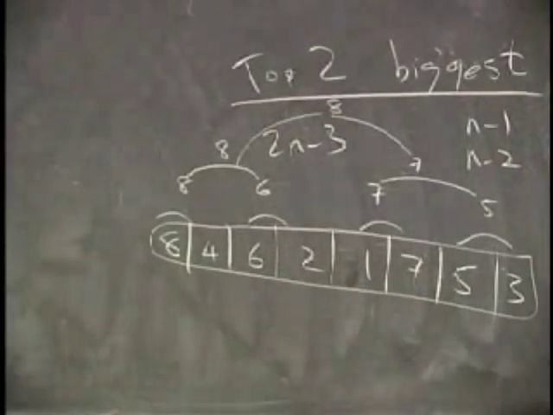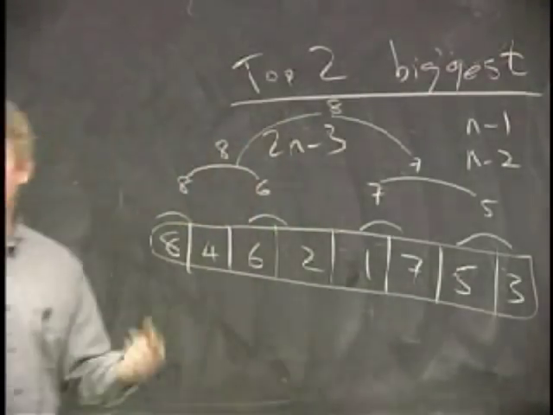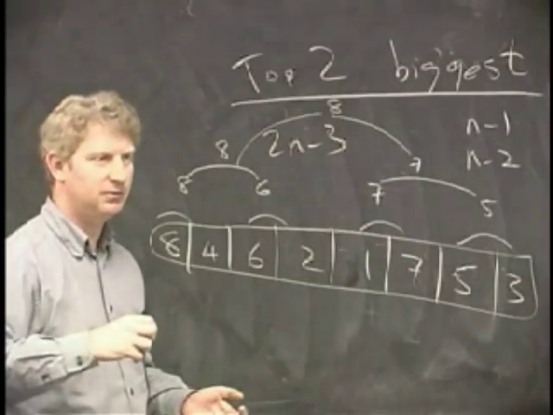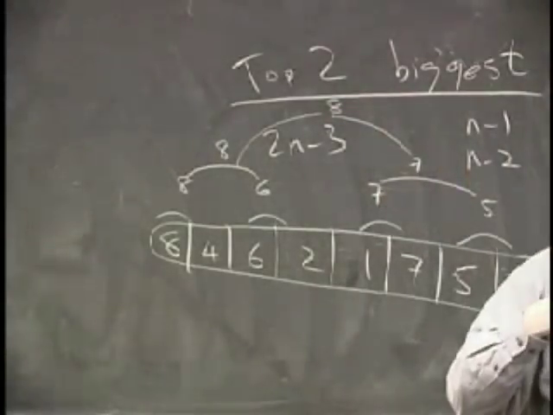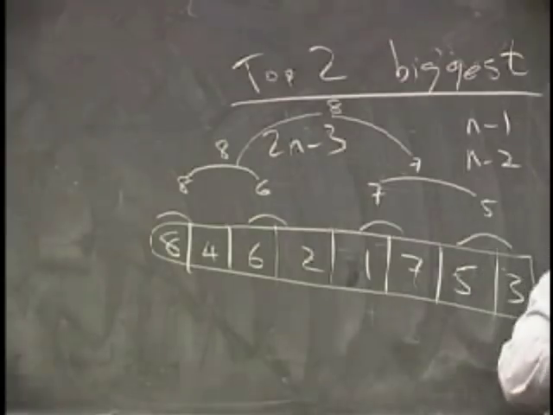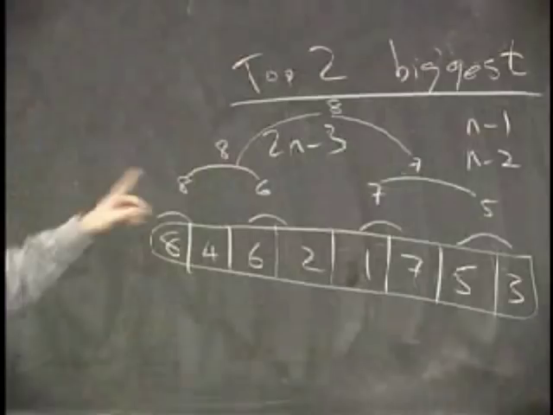Lost to the biggest, right? If you lost to somebody who isn't the winner, you're not the second best. The only chance you have of being the second best is that you actually played that winner and lost. Because if you didn't, then there's somebody who beat you, who was beaten by somebody, or he himself, who actually did play the winner and lose. And that means you're not the second best. The only way you can be second best is to have lost to the winner.